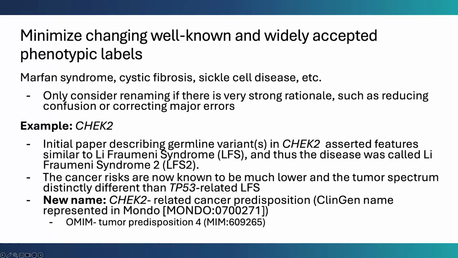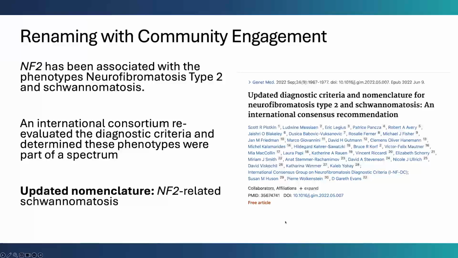However, with more evidence and more data that came out through the years, they saw that the cancer risk for CHEK2 related variations are now known to be much lower, and the tumor spectrum is distinctly different than that for TP53 related Li-Fraumeni syndrome. So TP53 was the first Li-Fraumeni. So in fact, they renamed it as CHEK2 related cancer predisposition syndrome and have a new Mondo name for this instead of Li-Fraumeni syndrome type 2. And again, just to reduce any confusion with TP53 related Li-Fraumeni syndrome.